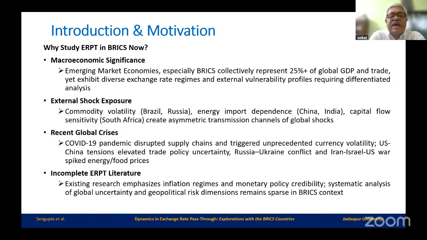Now, the recent global crises, which we have talked about, have spiked energy and food prices. And here we bring in the incomplete exchange rate pass-through literature, which emphasizes inflation regimes and monetary policy credibility. Systematic analysis of global uncertainty and geopolitical risk dimensions, however, remains sparse in the context of BRICS. Next.